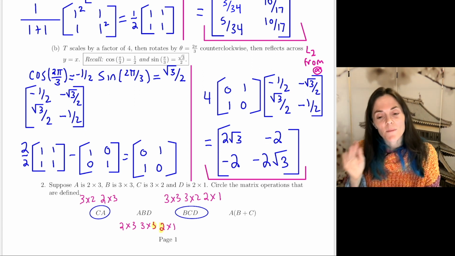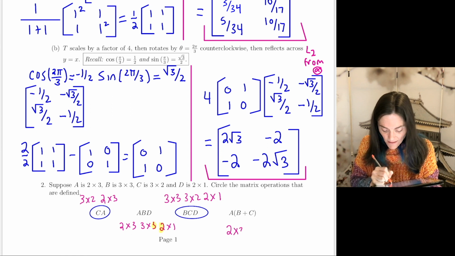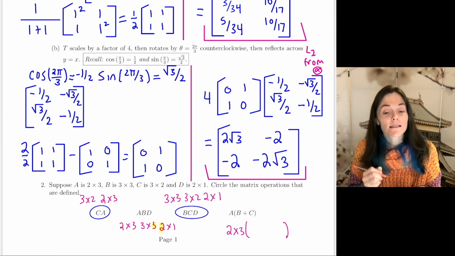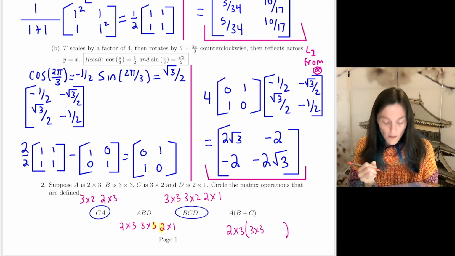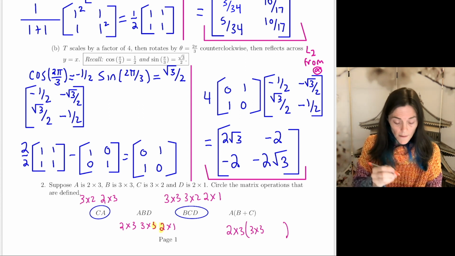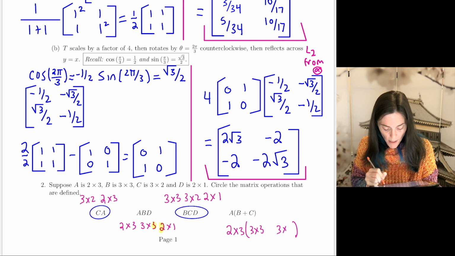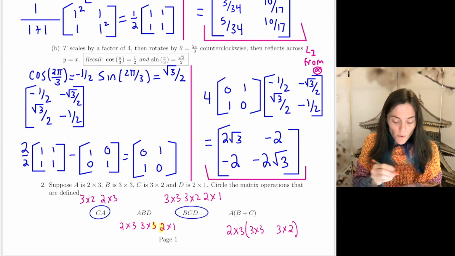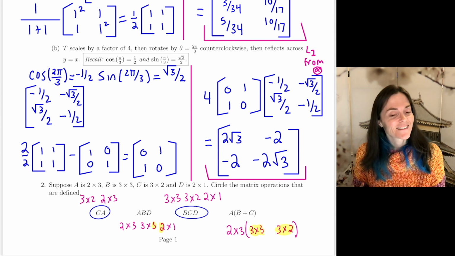Now, finally, we have matrix times a sum. A is 2 by 3. Inside of the sum, B is 3 by 3. And then C is 3 by 2. Oh, this is the issue. The issue is in the sum part. 3 by 3 and 3 by 2. Right here is the problem because we cannot add these two matrices. So this is number 2.